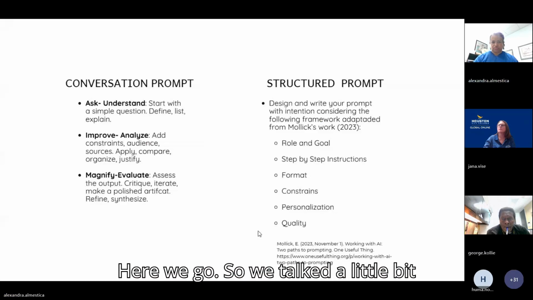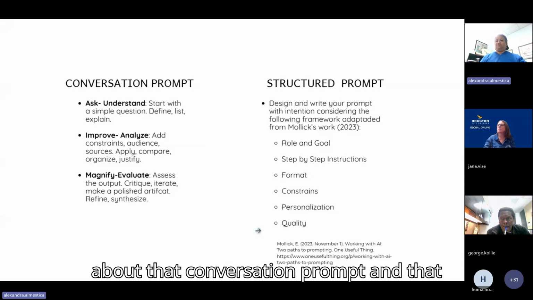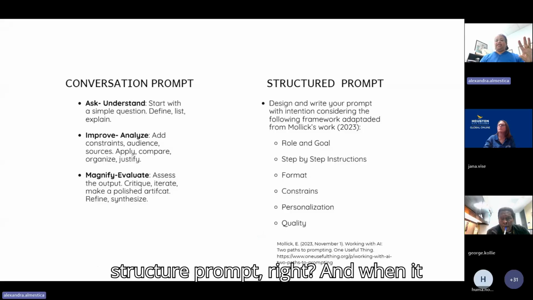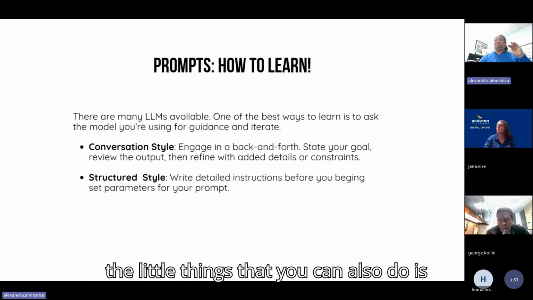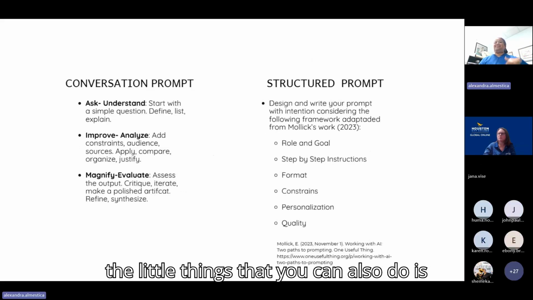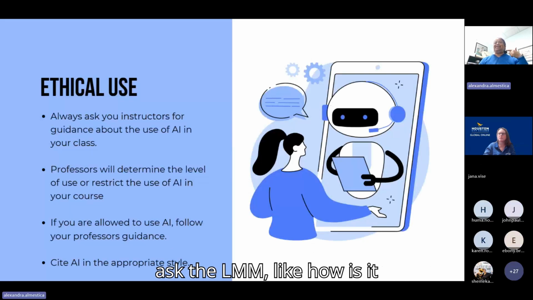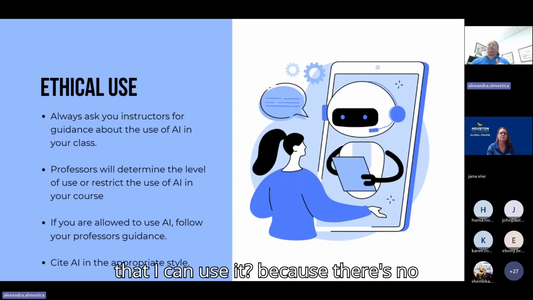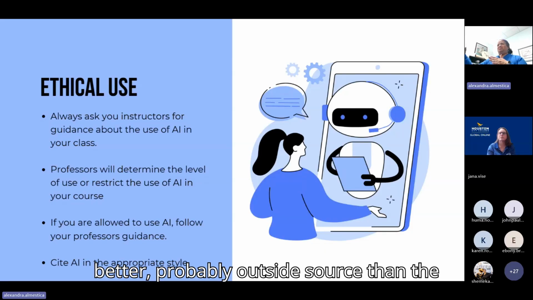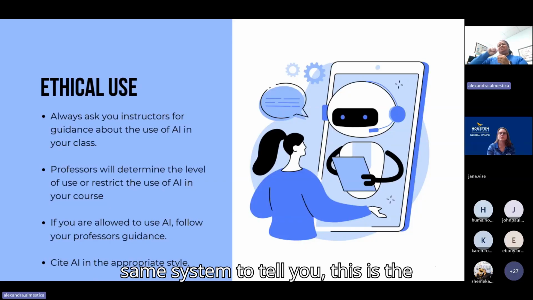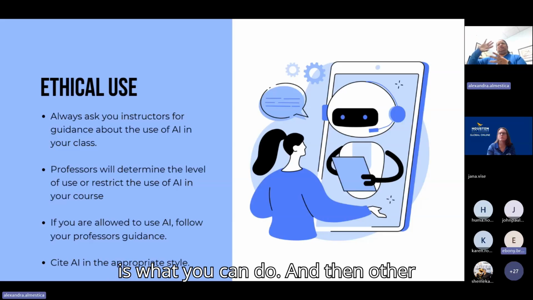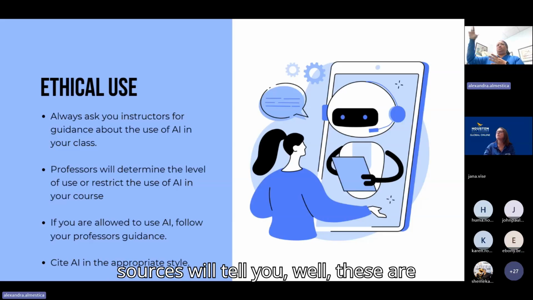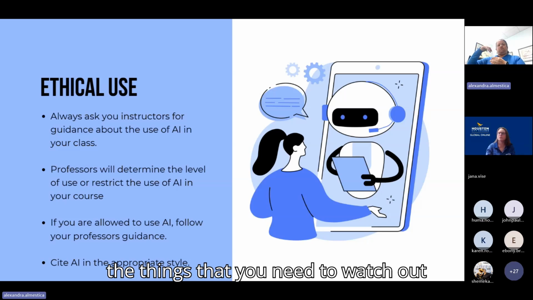Here we go. So we talked a little bit about that conversation prompt and that structure prompt, right? And when it comes to how to learn, remember, one of the other things that you can also do is ask the LLM how is it that I can use it? Because there's probably no better outside source than the same system to tell you, this is the instructions that I come with, and this is what you can do. And then other sources will tell you, well, these are the things that you need to watch out for.